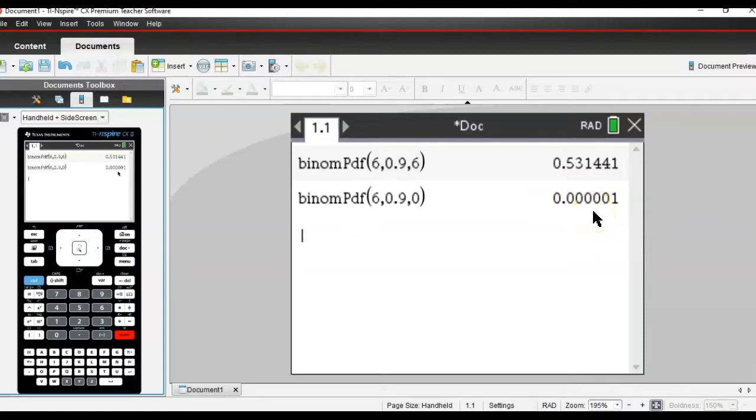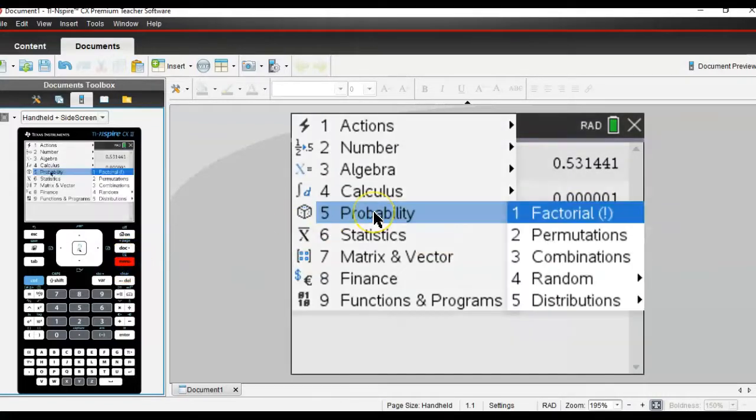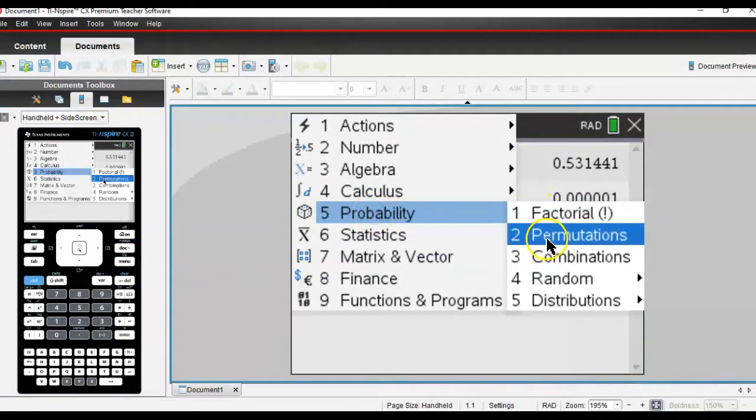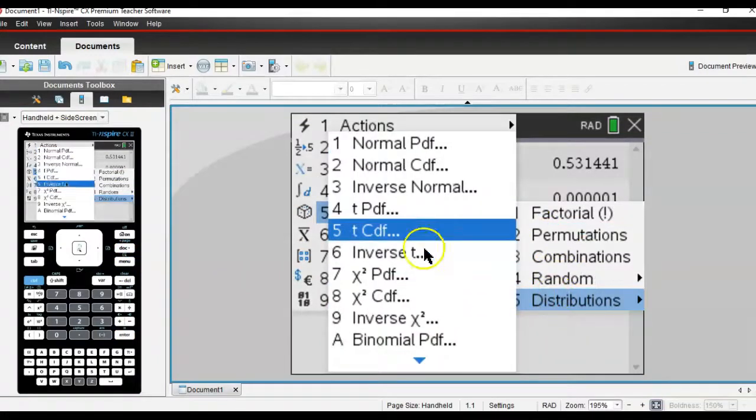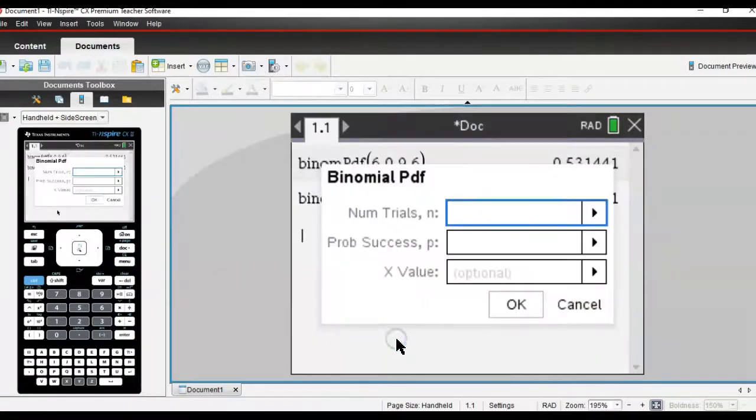There is one thing I'd like to show you while we are still on this topic. I'm going to go back to my menu. We said probability, distributions is where we're at, and here's our binomial PDF. What happens if I put in my 6 trials and my 0.9? But did you notice last time it said that this is optional? What if I don't put anything in here? What if I just click OK?